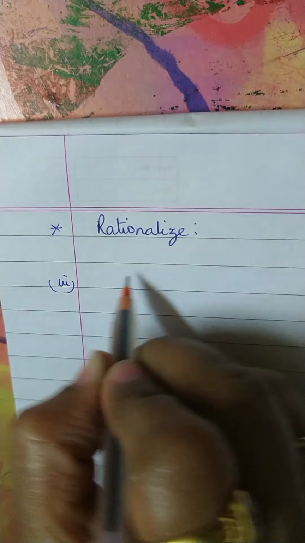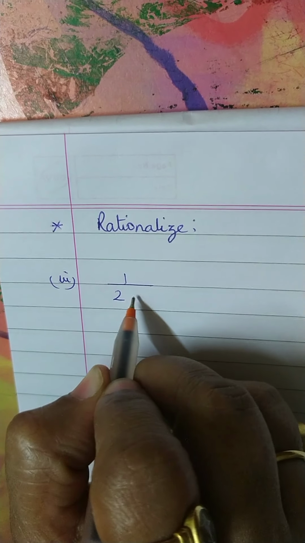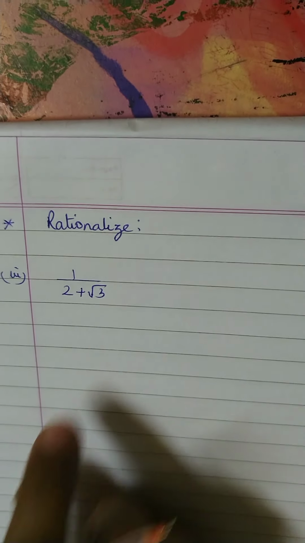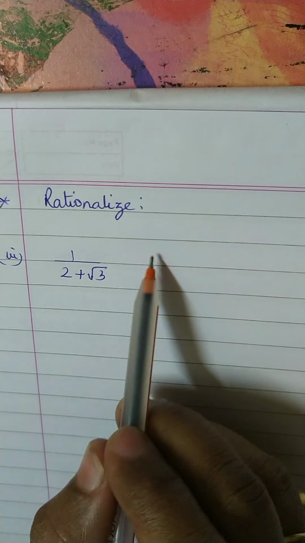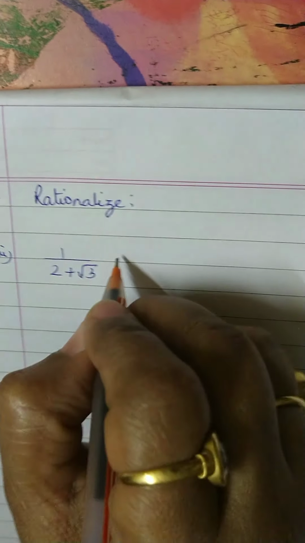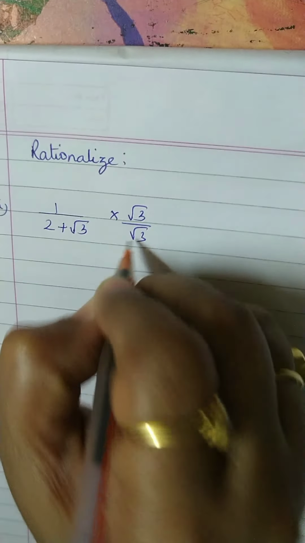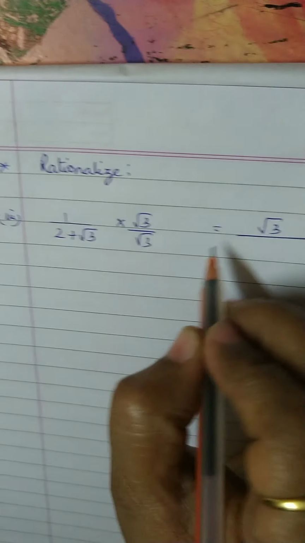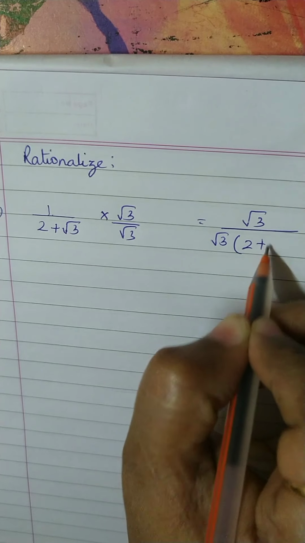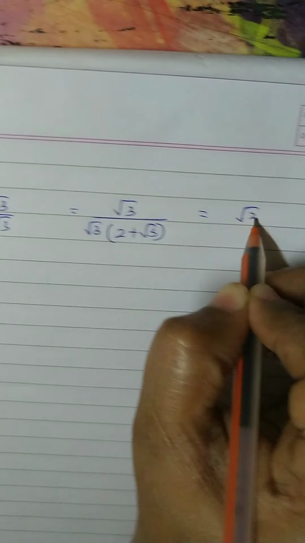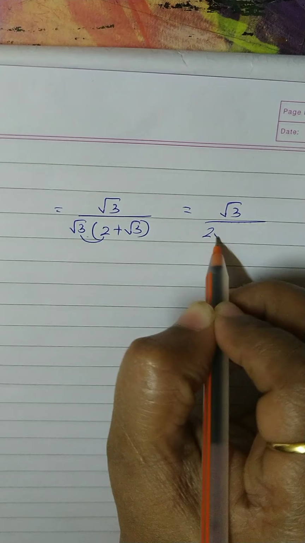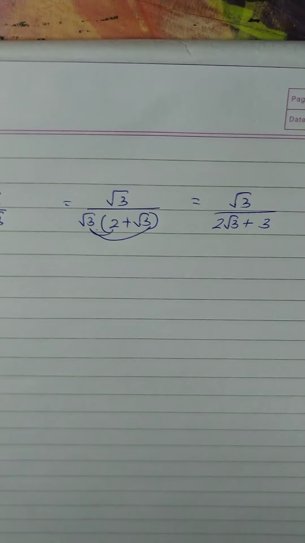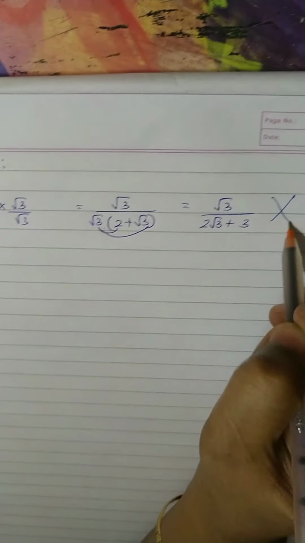Example now, suppose I have 1 upon 2 plus root 3 instead of 2 root 3. Now, in this case, what do you think? Should I take root 3 upon root 3? Let's try. If I take only root 3 upon root 3, as earlier we saw, I will get root 3 upon 1 into root 3. Root 3 times 2 plus root 3 would give me root 3 upon 2 root 3 plus root 3 into 3. We've landed there only. Root is not gone in the denominator. That means this is not the way of doing it.